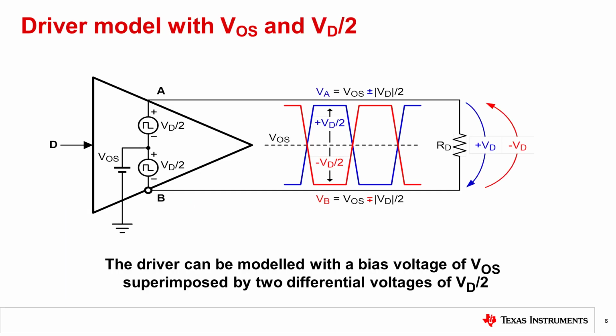A simplified model for the driver is shown in the figure, where pins A and B generate the voltage difference across the load resistance, but pin A and B are plus or minus half of the difference plus an offset voltage.